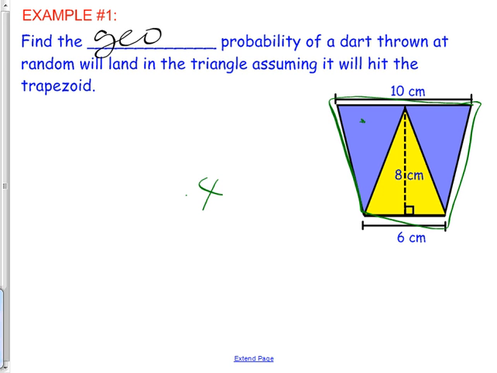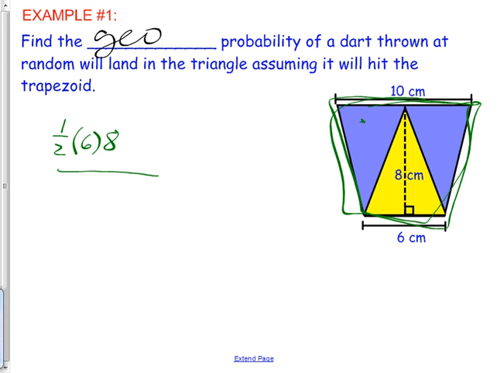Exactly what is it? It's the area of what I want over what's possible. I want to hit the yellow thing. What's possible was the whole thing. Well, what's the area of the yellow thing? It's base times height divided by 2, or 1/2 base times height. And what is the base of that yellow thing? Come on, what's the base of the triangle? 6. And what's the height of the triangle? 8. So 1/2, 6 times 8 goes on top.